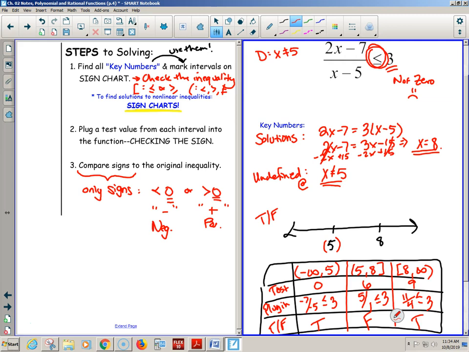So what does that mean? If you guys plugged in, this one should have been true, that one should have been false, this one should have been true. Either one leads us to our final answer of, well, 2 different intervals. Don't we have both negative infinity up to 5, which is not allowed to be included, and then picking up at 8, which is allowed to be included? He's not a DNE, he's an answer.